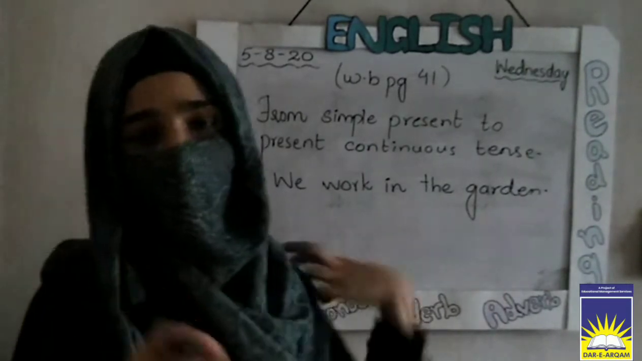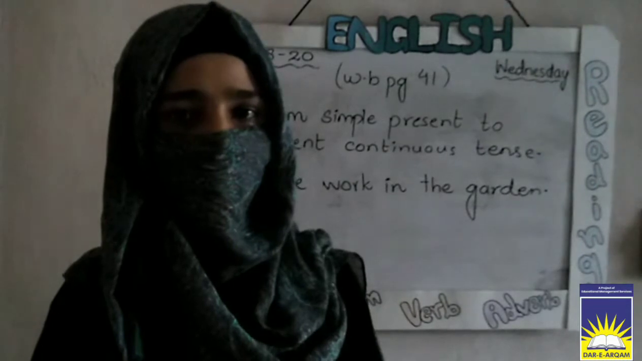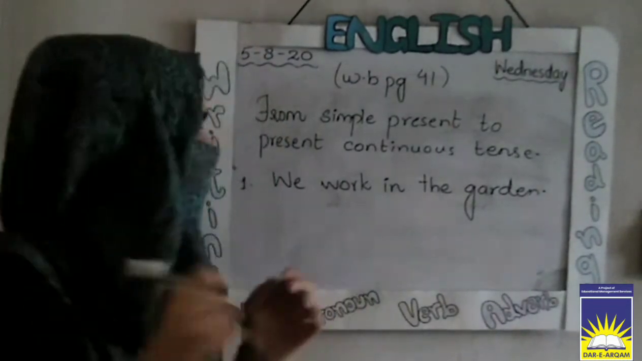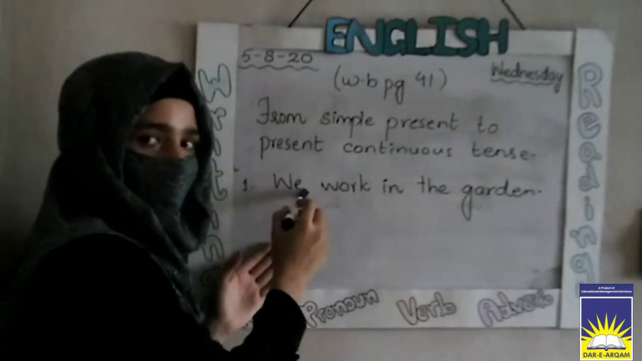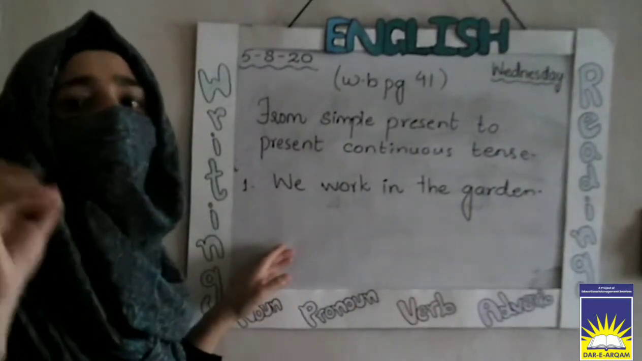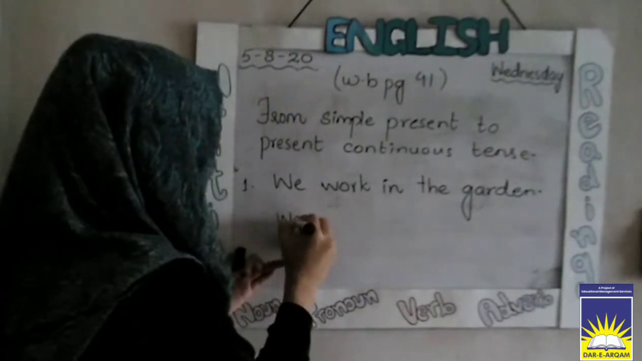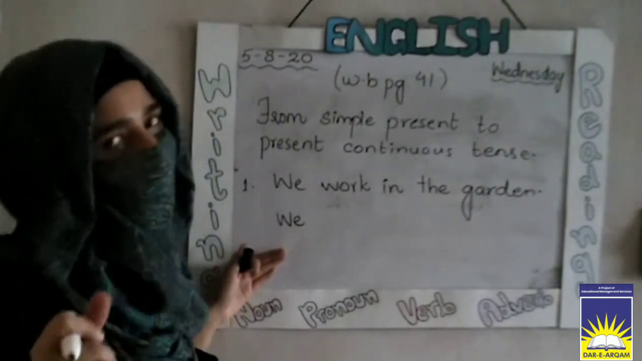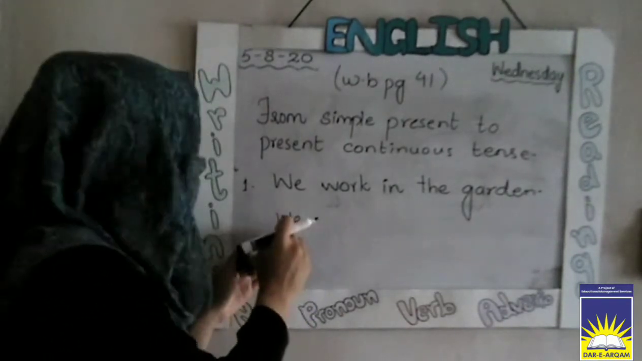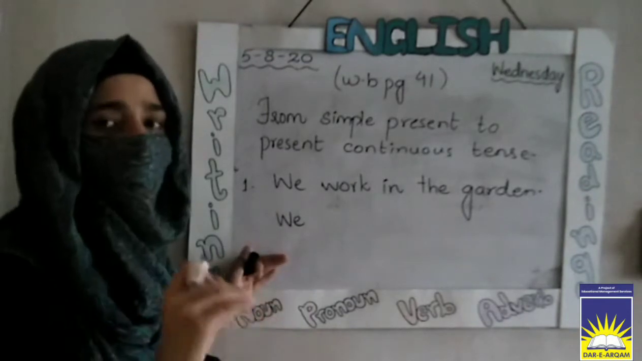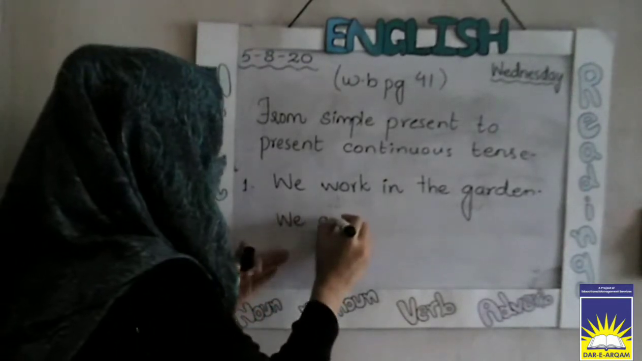Now do you remember what the helping verbs of present continuous tense are? Good. So tell me, which helping verb are we going to use with this subject we? Will we use is, are, or am? Tell me. Very good. We'll use are because it is more than one person here. So we will not write is. Instead, we will write are. So I will write are here.